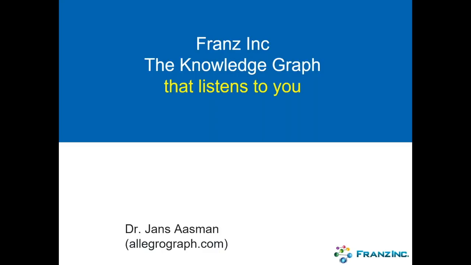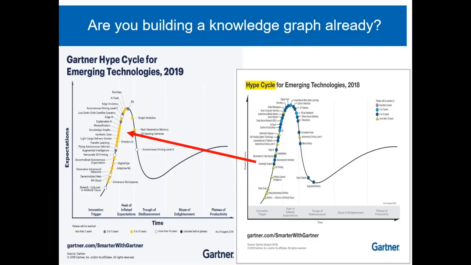All right. So what most of the people in the audience probably already know is that the knowledge graph is getting really, really popular. In the Gartner hype cycle in 2018, it was for the first time on the hype cycle, and in 2019 it already got way higher. And I'm guessing that some of you are already building your own knowledge graphs.